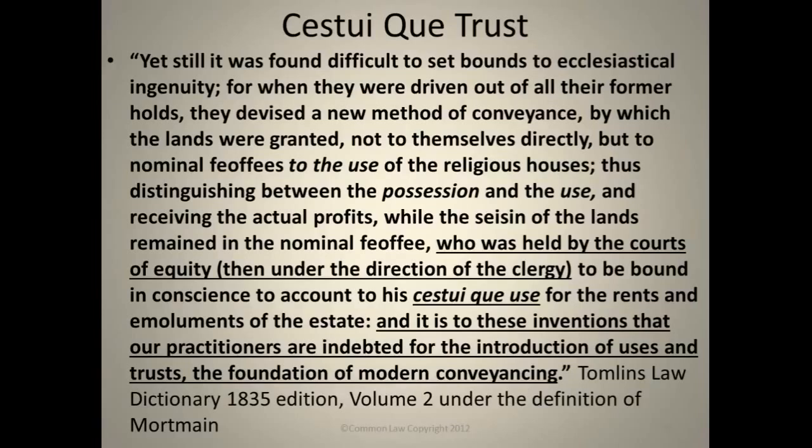So they're saying, in 1835, that these ecclesiasts were using a cestui que trust. They were putting the land into a cestui que trust. They would still have it. It would be in the cestui que trust in their dead name. And the clergy, the courts of equity, was saying that you had to account for the rents and emoluments. But then they ended up saying that this cestui que trust is the foundation of modern conveyancing. When you see that name spelled that way, that's a cestui que trust. That's ecclesiastical. That's a Roman cult, okay? You have to defeat it.